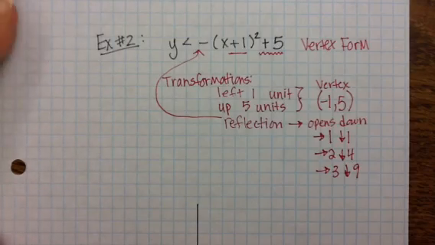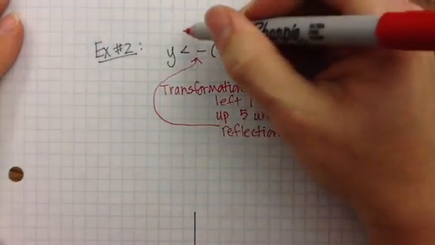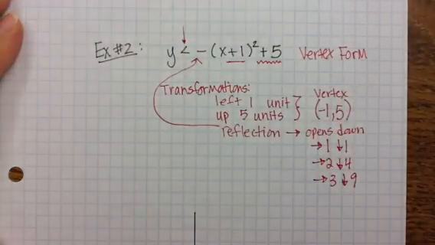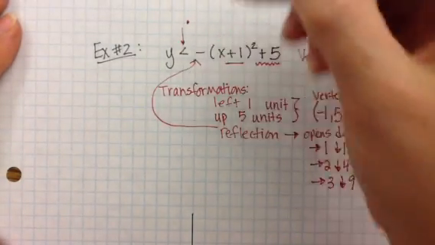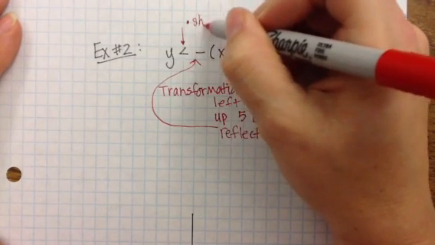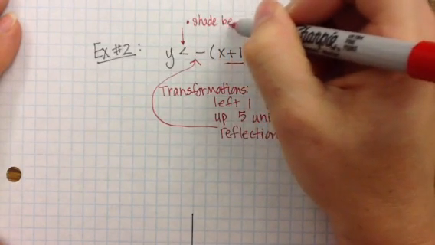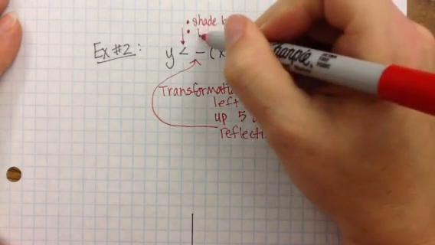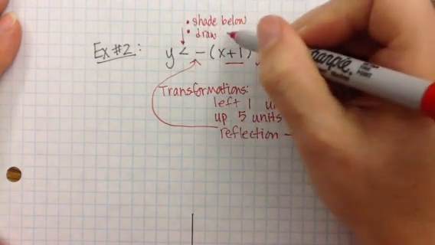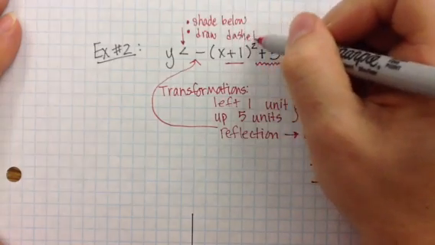The other thing that we need to watch for is our inequality symbol, which is a less than. That symbol being a less than tells us two things. One thing it tells us is that we will shade below the parabola. The other thing it tells us is that we will draw a dashed parabola.